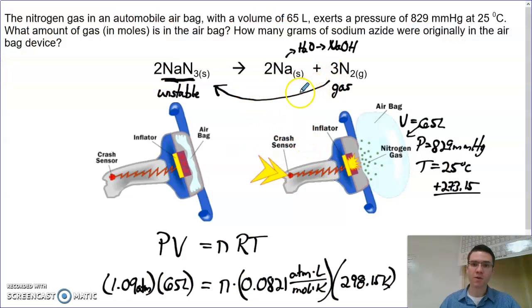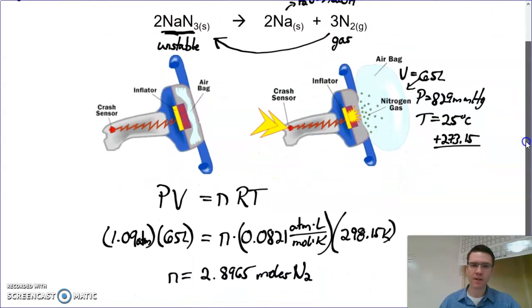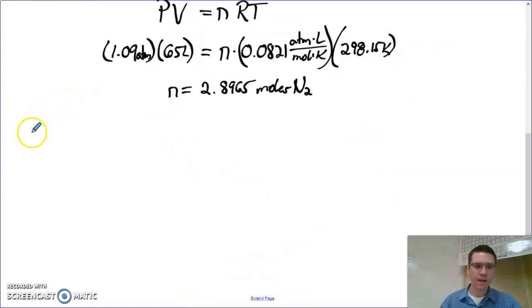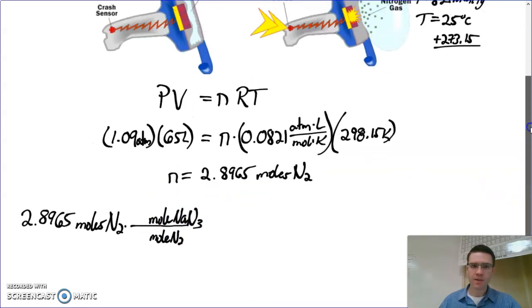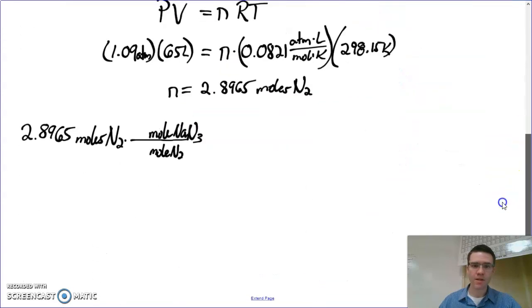In this case, we want to go from moles of gas to moles of sodium azide. So I have a 2 to 3 ratio here for moles of N2 to NaN3, and let's convert this. 2.8965 moles of N2, and I want to get out of moles of N2 into moles of NaN3, sodium azide. Go back, make sure I have my ratio correct. 2 to 3 ratio. 2 moles sodium azide for every 3 moles of nitrogen.